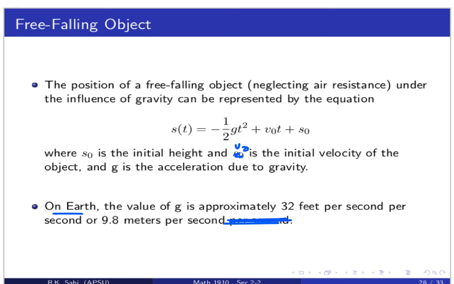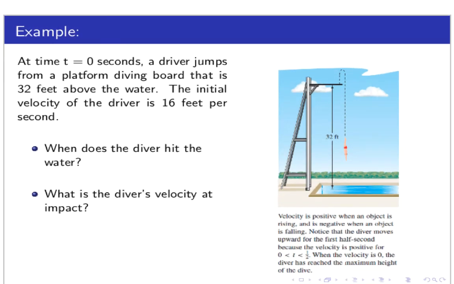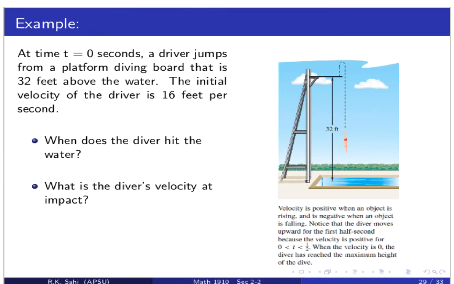Okay, let's look at an example. It says at time t equal to 0, in seconds here, a diver jumps from a platform diving board which is 32 feet above the water. The initial velocity of the diver is 16 feet per second. Remember, it's coming down, so that's the initial velocity when it starts, 16 feet per second. The question is, when does the diver hit the water, and what is the diver's velocity at impact?